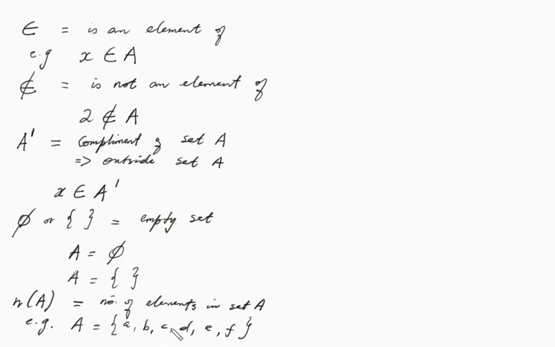So if you are asked to find n of A, what would you do? n of A means the number of elements in set A. You are going to count them: 1, 2, 3, 4, 5, 6. So there are 6 elements. So the number of elements in set A equals 6. So you count the elements.